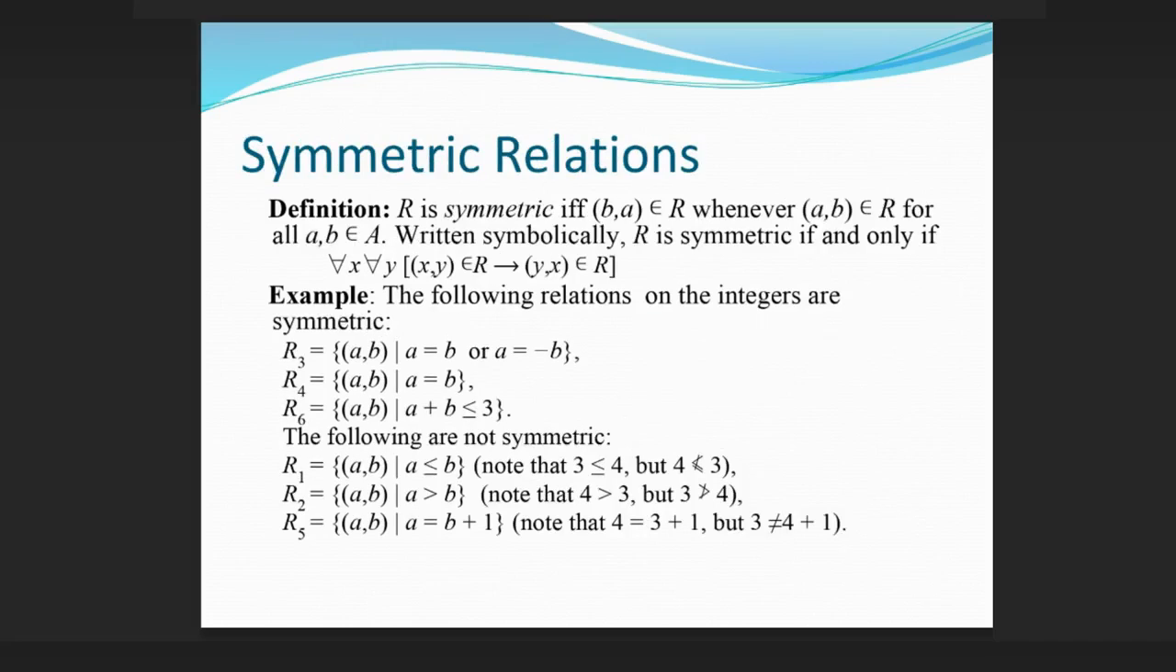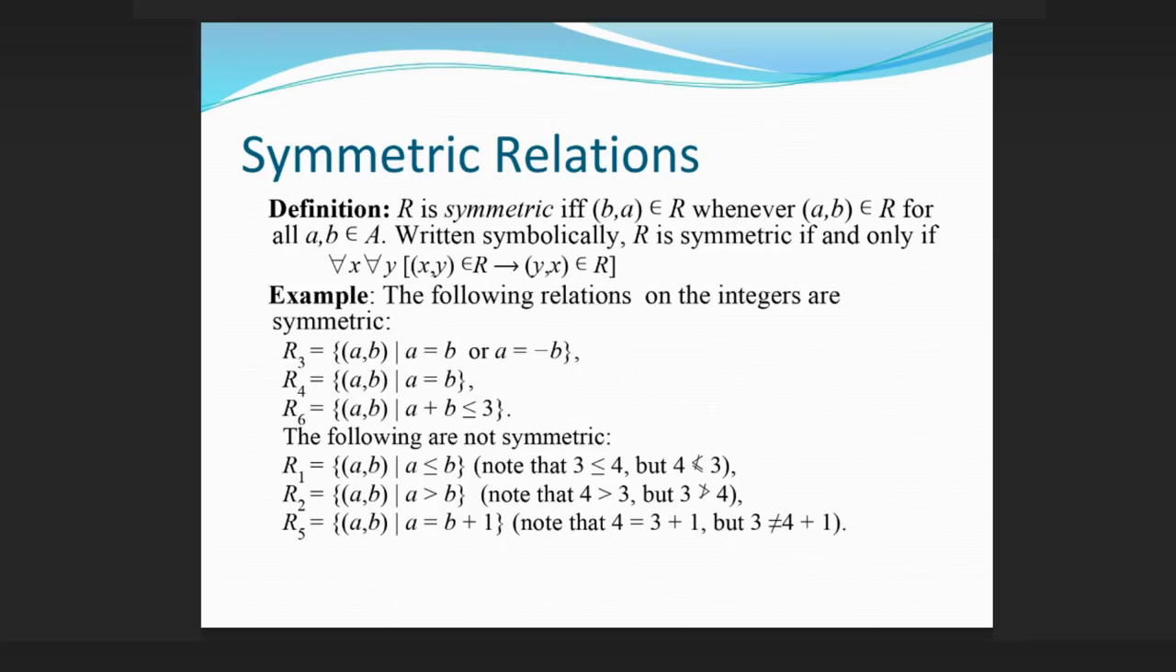Symmetric relations definition. R is symmetric if and only if (b, a) is in R whenever (a, b) is in R, for all a, b in A. Written symbolically, R is symmetric if and only if for all x, y, (x, y) in R implies (y, x) in R. Example: the following relations on the integers are symmetric. R3 equals {(a, b) | a = b or a = -b}. R4 equals {(a, b) | a = b}. R6 equals {(a, b) | a + b ≤ 3}. The following are not symmetric.